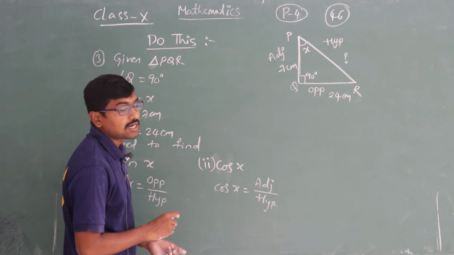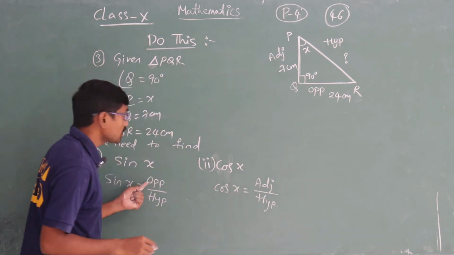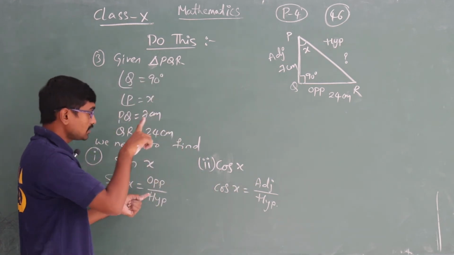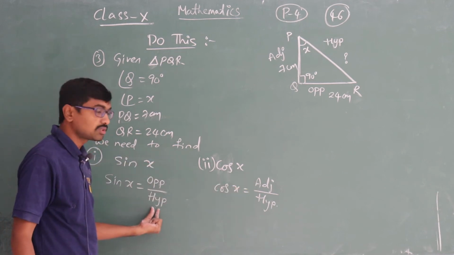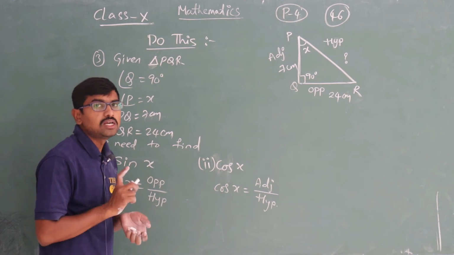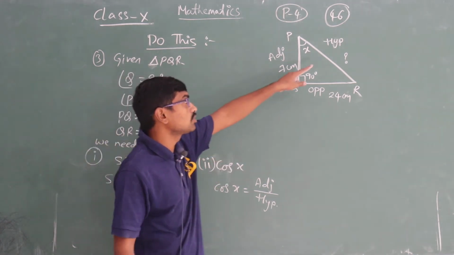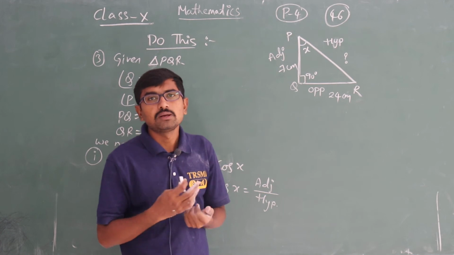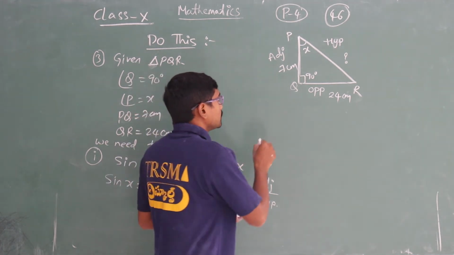So let us start. As we know here, we know opposite and adjacent. Am I right? We don't know the hypotenuse. So for finding sin x and cos x, we compulsorily require the hypotenuse side also. Here we don't know the hypotenuse side, so how can we find it? By using the Pythagoras formula.